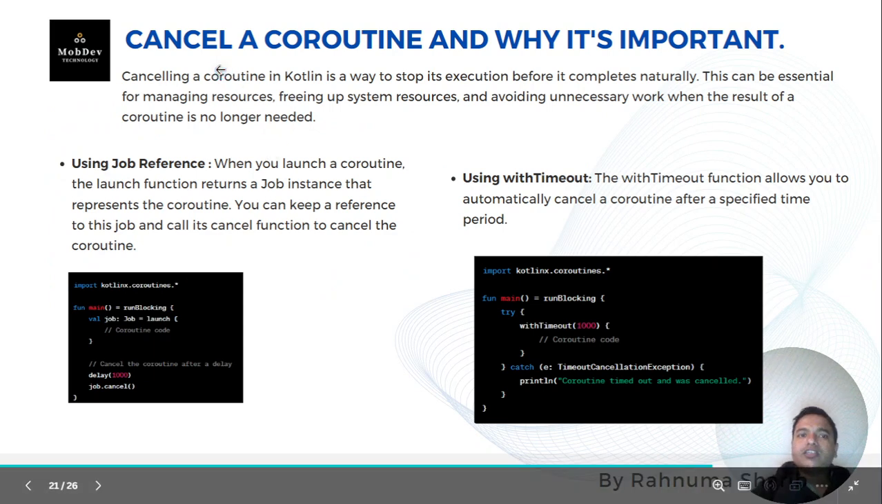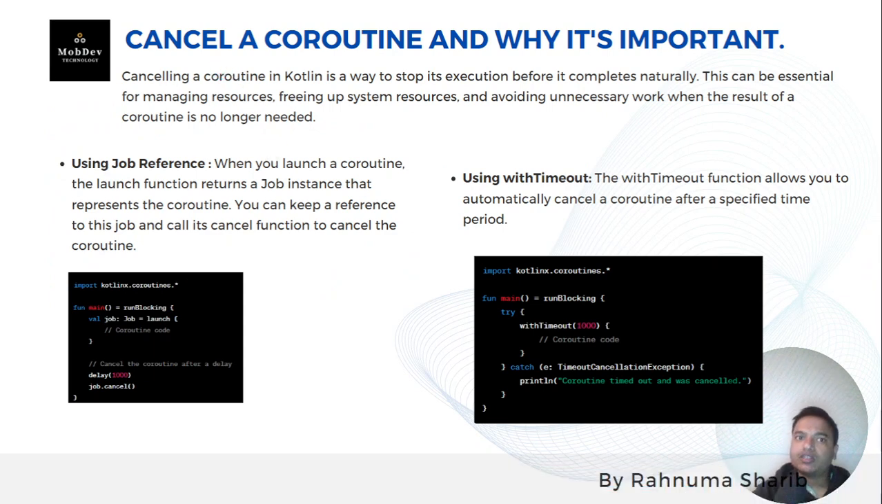Here is one more very important question: cancelling the coroutine and why it's important. While explaining the benefits of coroutines, I explained that a thread cannot be cancelled, but a coroutine can be cancelled manually. So this is a most important benefit as well. And here the question is: if it's a benefit, why is it important for us?